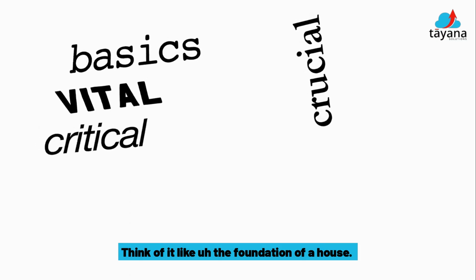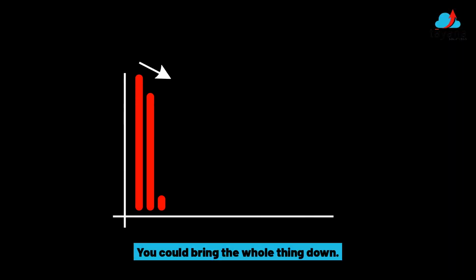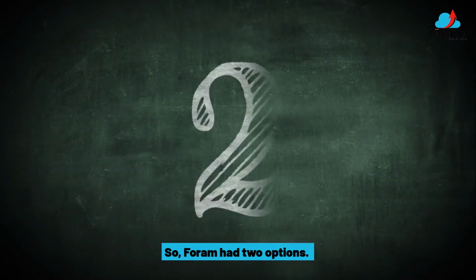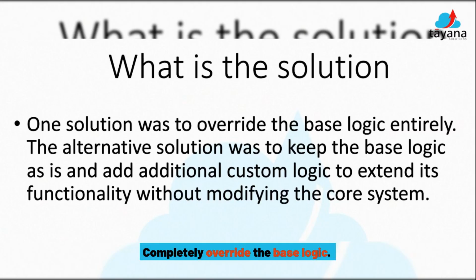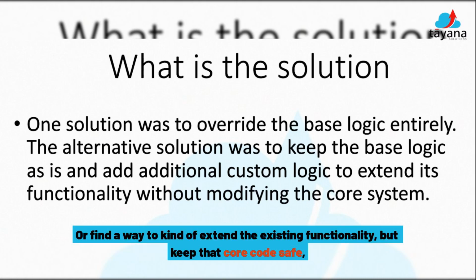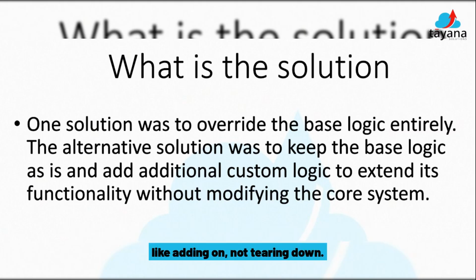Think of it like the foundation of a house. You don't want to mess with that directly. Right. We could bring the whole thing down. Exactly. So Foram had two options. Completely override the base logic, risky, could cause a ton of problems elsewhere. Or find a way to extend the existing functionality, but keep that core code safe. Like adding on, not tearing down.